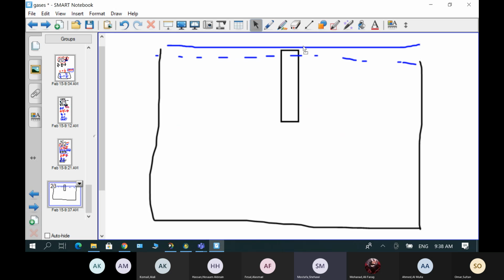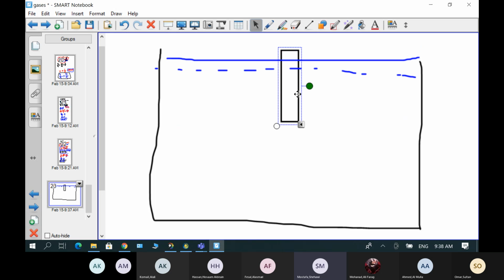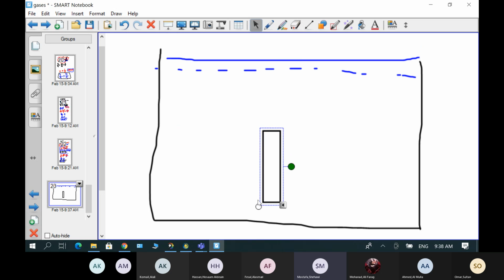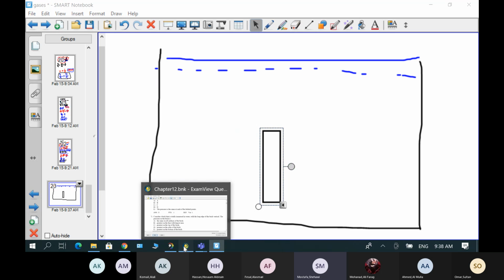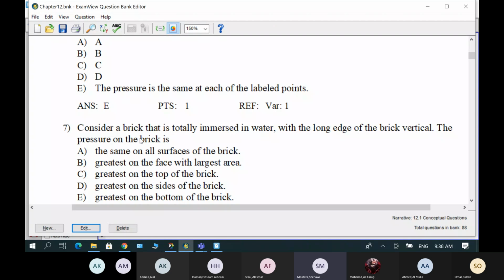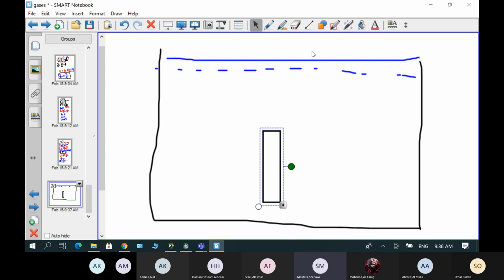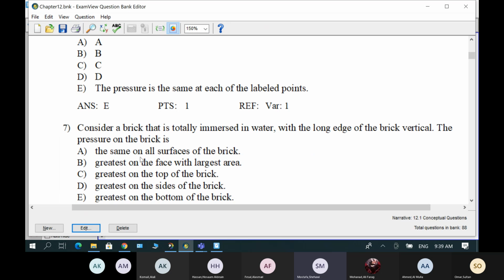Okay, this is the brick, and it's vertical like this. The pressure on the brick is the same on all surfaces of the brick. You have different surfaces, as you see. You have this surface here, and another surface here, and a surface here, and a surface here. Let me count them for you: 1, 2, 3, 4. With this counting, you can answer.